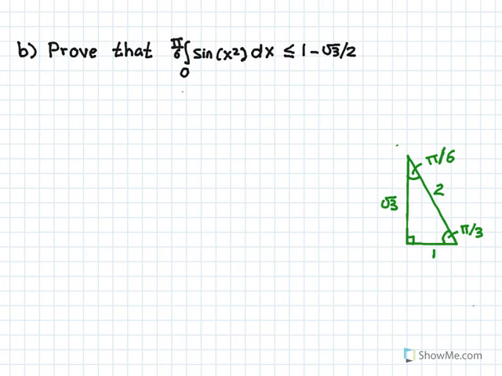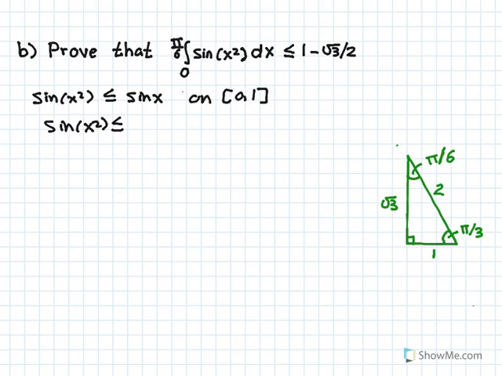Alright, we want to prove that the definite integral from 0 to pi over 6 of sine of x squared dx is less than or equal to 1 minus root 3 over 2. We've already proven that sine of x squared is less than or equal to sine x on the closed interval 0, 1. Therefore, we know that sine of x squared is less than or equal to sine x on the closed interval 0 to pi over 6, because pi over 6 is less than 1.